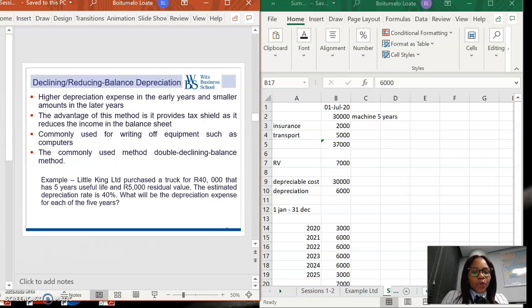The second method that we're going to be looking at is the declining reducing balance. So the same example here of 40,000 with the 5,000 residual value. However, the estimated depreciation is 40%. What we're trying to do with the declining balance is have a higher depreciation expense in the early years and reduce this and make it smaller and smaller over time.